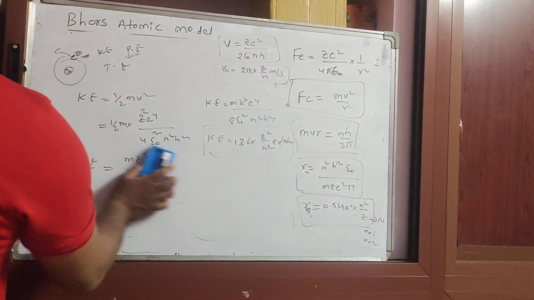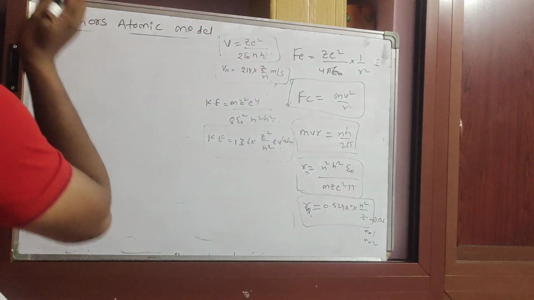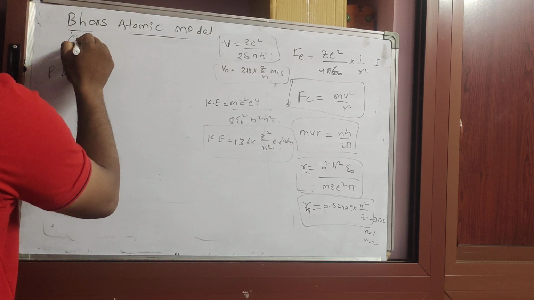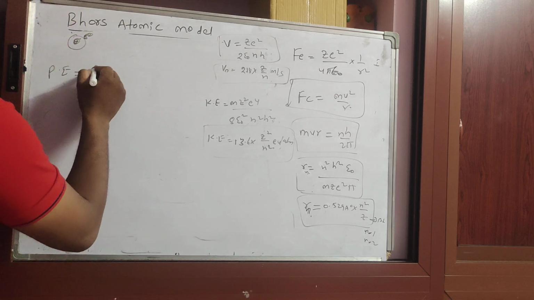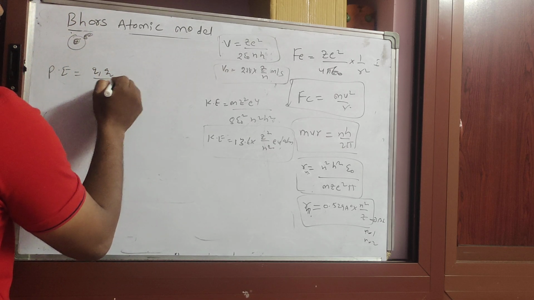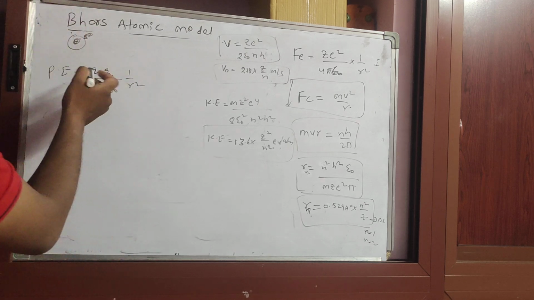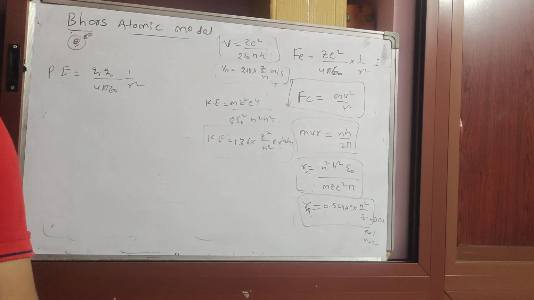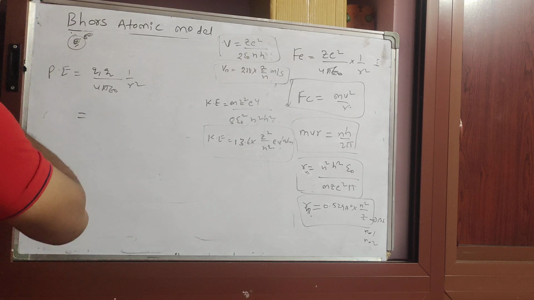Next I have to derive potential energy. How do you derive potential energy? Potential energy is equal to q1 q2 by 4 pi epsilon naught into 1 by r, taking the electron and the positive nucleus. In this case the formula has two opposite charges, because only then does the potential exist. Potential energy requires the two opposite charges.